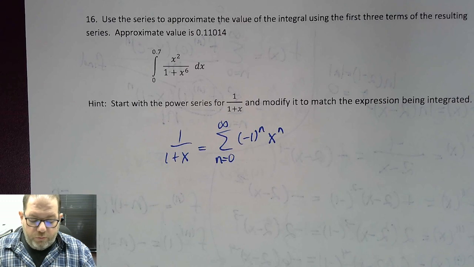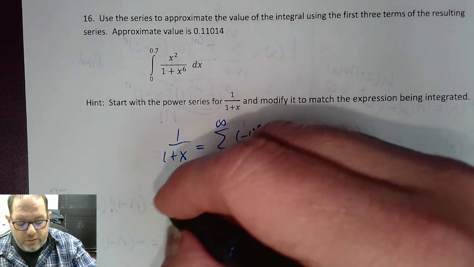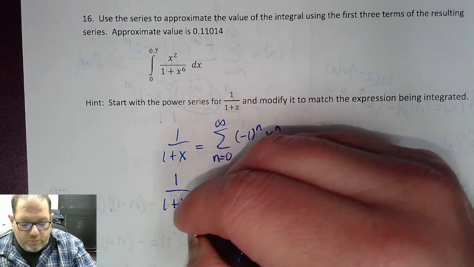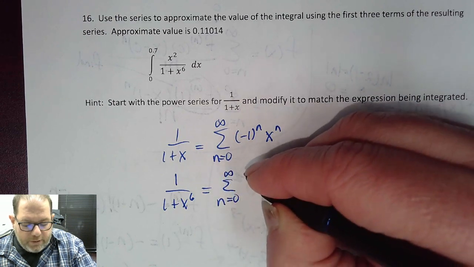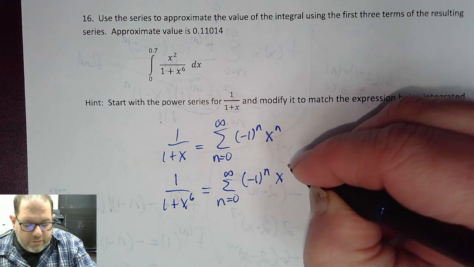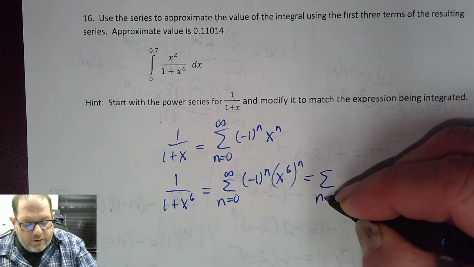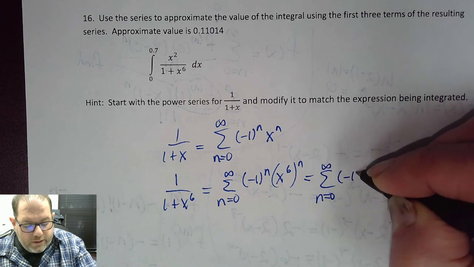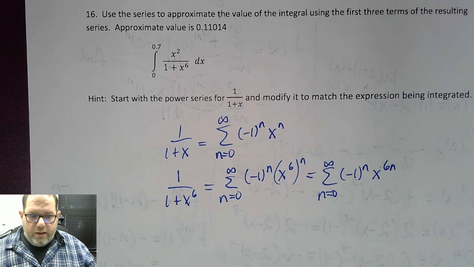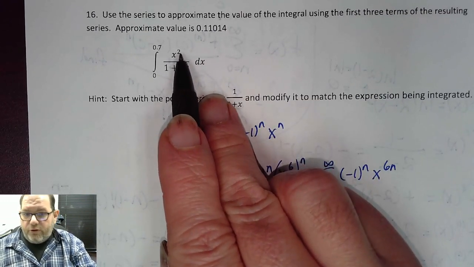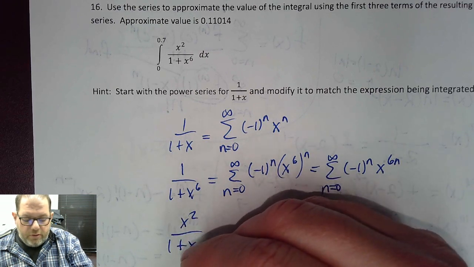Now, what happens if we change this to an x to the 6th in the denominator? Well, if we change that to x to the 6th, then that'll be negative 1 to the n times x to the 6th to the n, which is negative 1 to the n times x to the 6th n. Okay? And the other thing is, what if we then also multiply by x squared in the numerator?